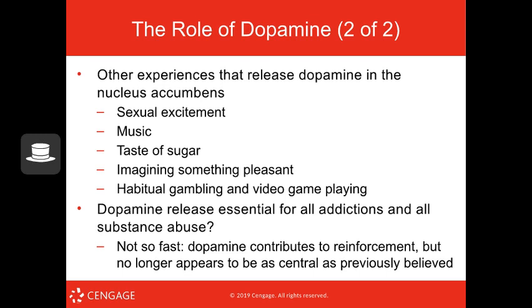So dopamine release is essential for all addictions, or we might assume that it's essential for all addictions and all substance abuse, but not so fast. It contributes to reinforcement. Sometimes I really love how the textbook makes their slides, not so fast. You thought one thing, well, you better not think that one thing. Dopamine does contribute to reinforcement, but it's not as central to reinforcement as we previously believed. So it's part of it, but as we have learned during this entire semester, you can't explain one function by just one thing.